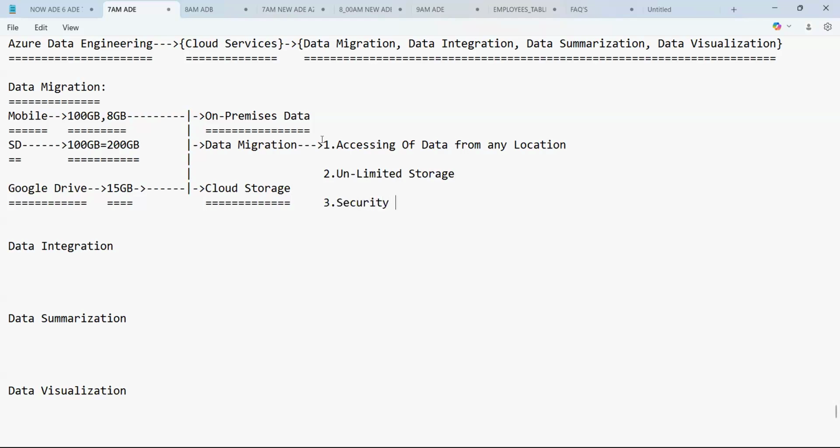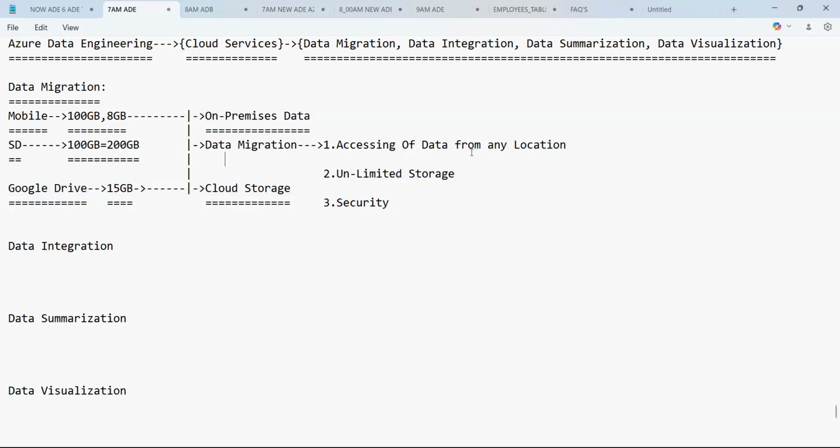Security reason. That means the security of your data is the responsibility of Google here. Rather than we protecting the data, Google is going to take care of the security. So we can say unlimited storage, data security, and accessing the data from any location.